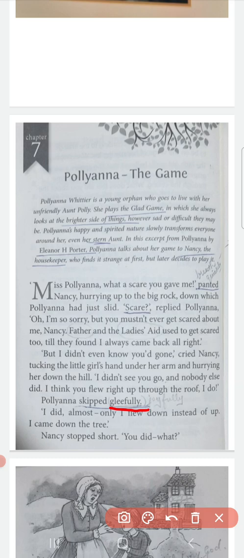Now what Nancy is saying is that I did not see you going. I did not see you go out of the house through the door, so how did you get out of the house? Am I clear? She is asking how you came out of your place. And what did she do? There was a tree outside Pollyanna's room. She used to get scared from that tree. I did almost, only I flew down instead of up. I came down the tree. Nancy stopped short.